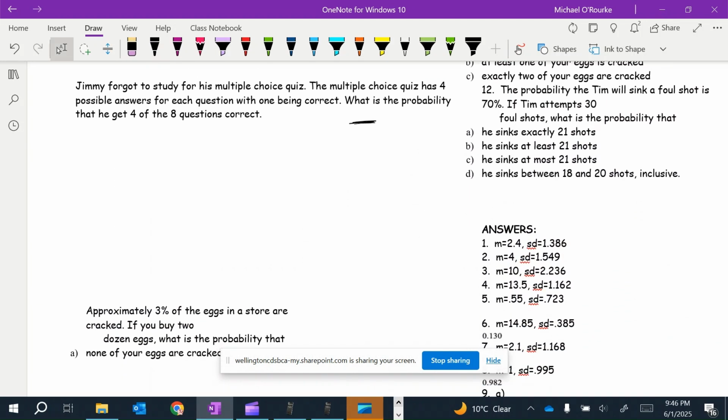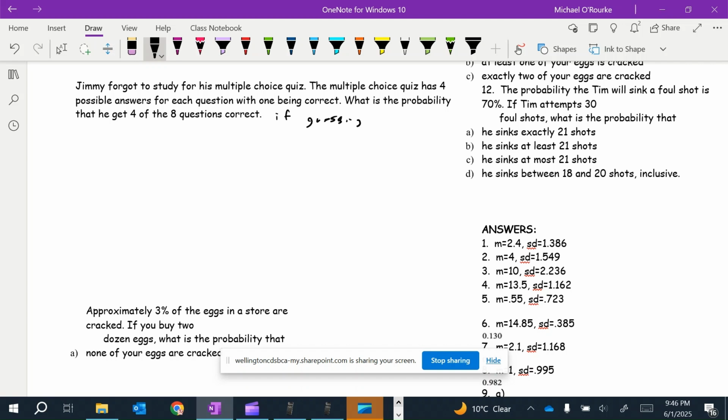So Jimmy forgot to study for his multiple choice quiz. The multiple choice quiz has 4 possible answers for each question, with 1 being correct. What's the probability he gets 4 out of 8 right if he's guessing?